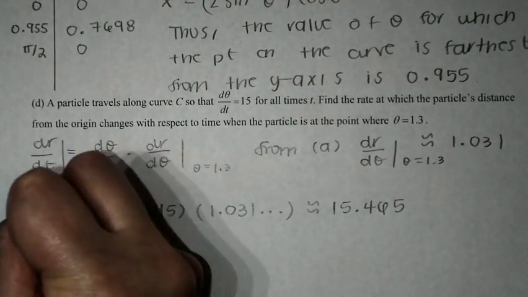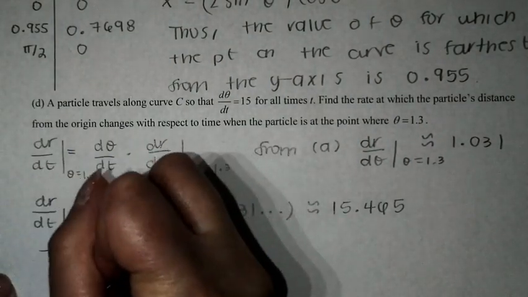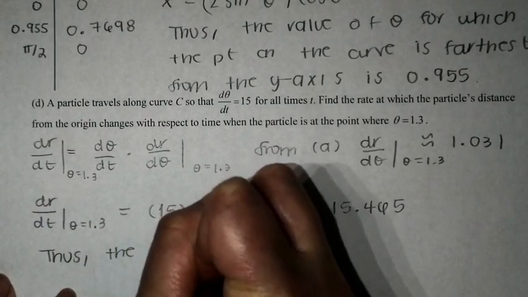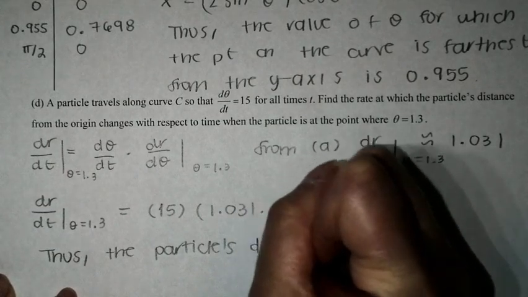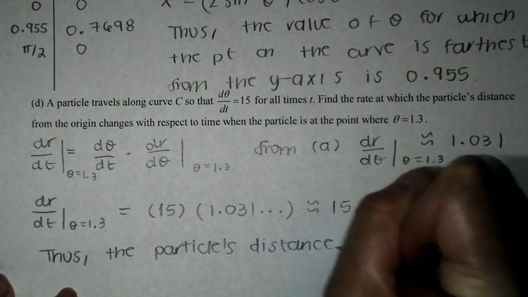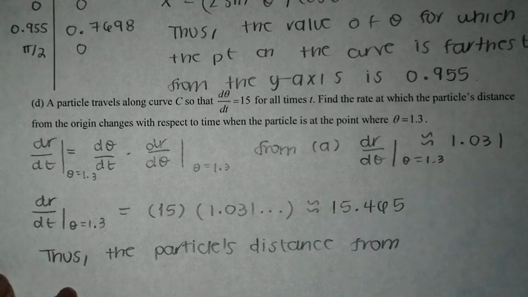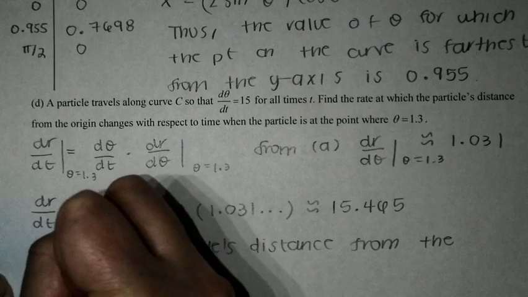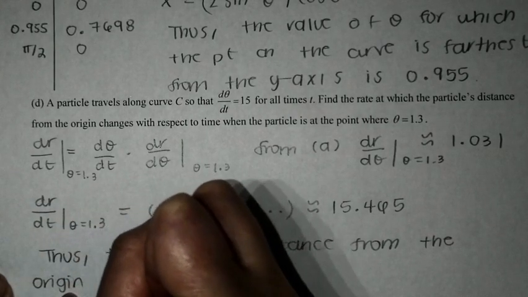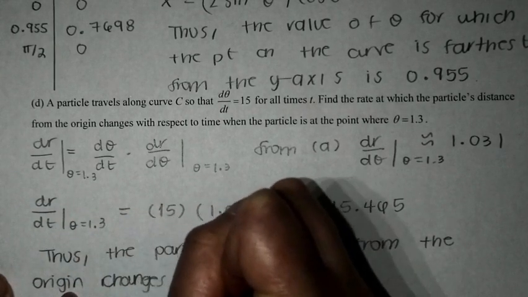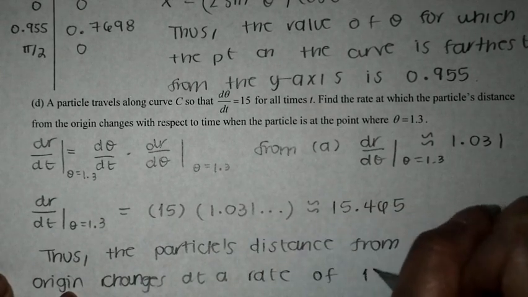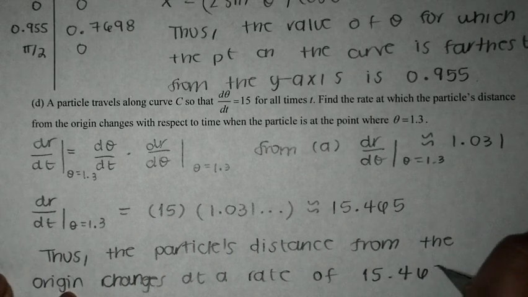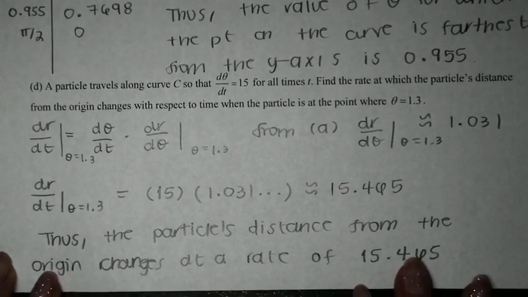Thus, the particle's distance from the origin changes at a rate of 15.465. And that's pretty much it for this problem.